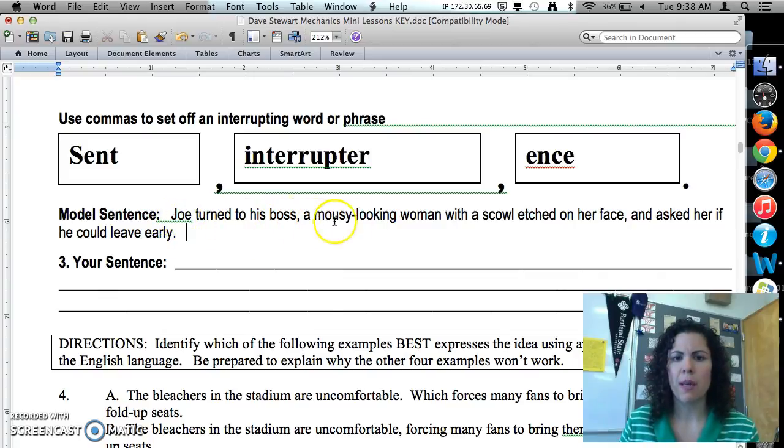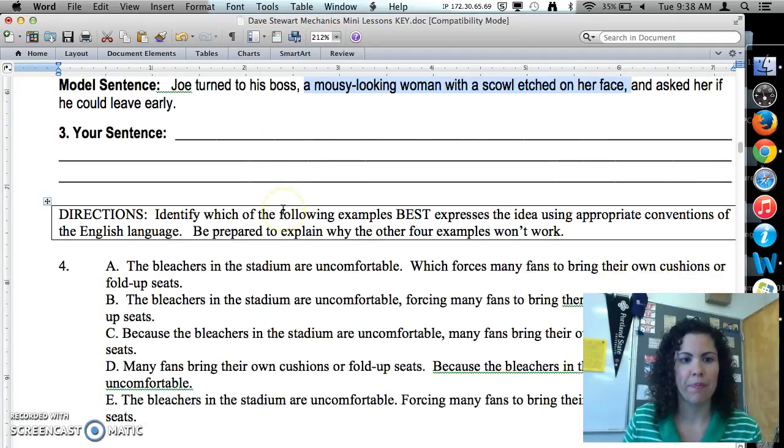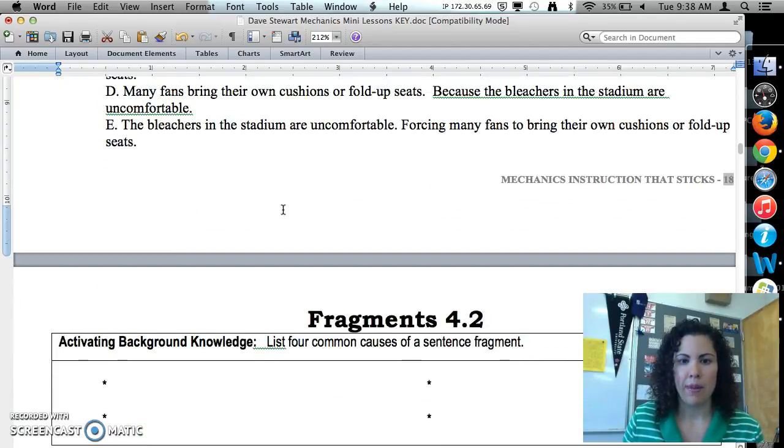Joe turned to his boss, a mousy looking woman with a scowl etched into her face, and asked her if he could leave early. When you have a description, if I'm describing, whatever I'm describing needs to come directly before it. So here I have his boss and it describes it. If I was describing Joe, I would move this whole section right after Joe. Whatever you're describing, the descriptor needs to go right next to the noun typically that you are describing. Okay, if you don't, you have something called a dangling modifier, and we don't want our dangling modifiers to show. It's ugly.